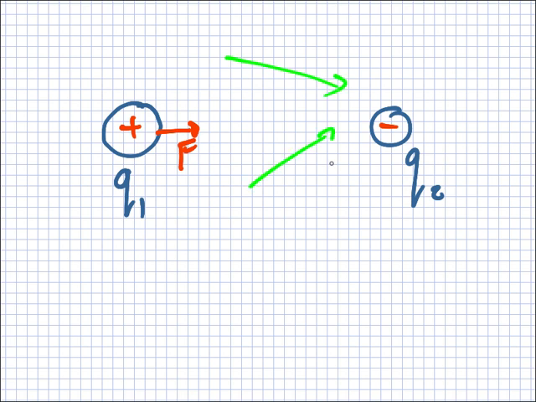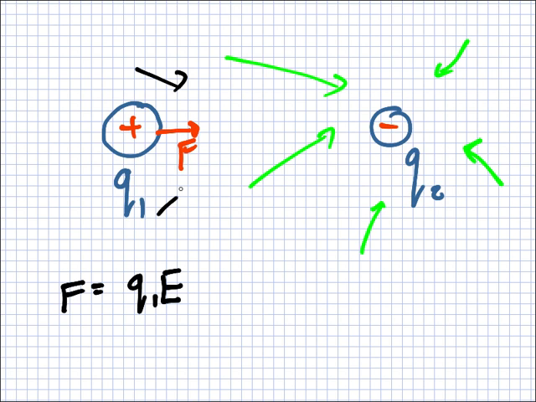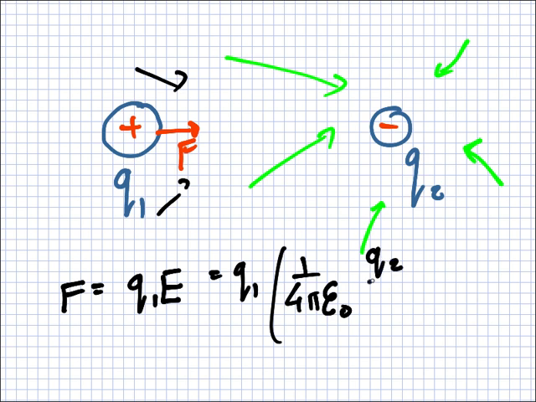There's a field around the negative. I'd like to calculate what that force is. Well, it's going to be equal to QE, using that electric field formula, so that's Q1E. Now, what is the formula for E? You might remember the formula for E is 1 over 4 pi epsilon 0, and in this case the Q2 is causing the field. So that's Q2, and the distance, we'll call R squared, between them.